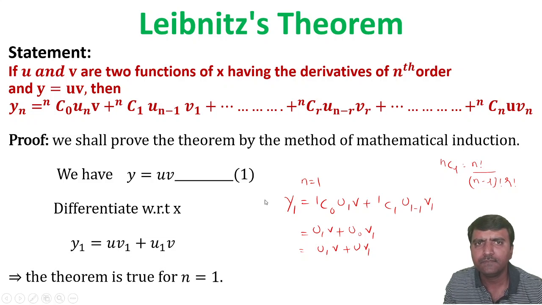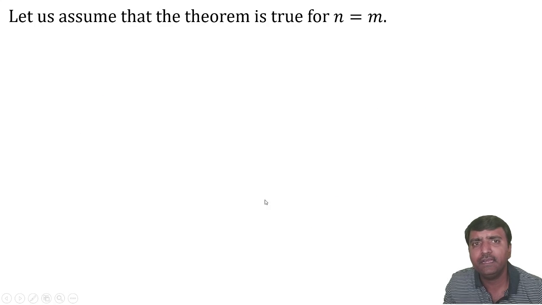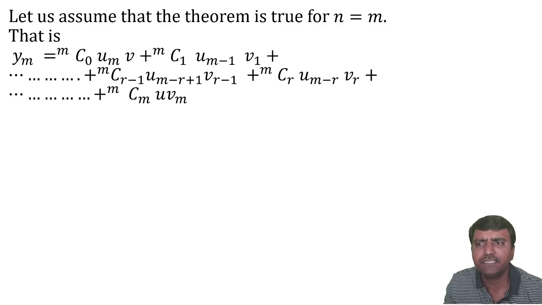Right? Now, by assuming that this result is true for n is equal to m, once again we need to prove that this result is true for n is equal to m plus 1. For that, you assume that the result is true for n is equal to m. So that is, in the statement you take m in place of n.